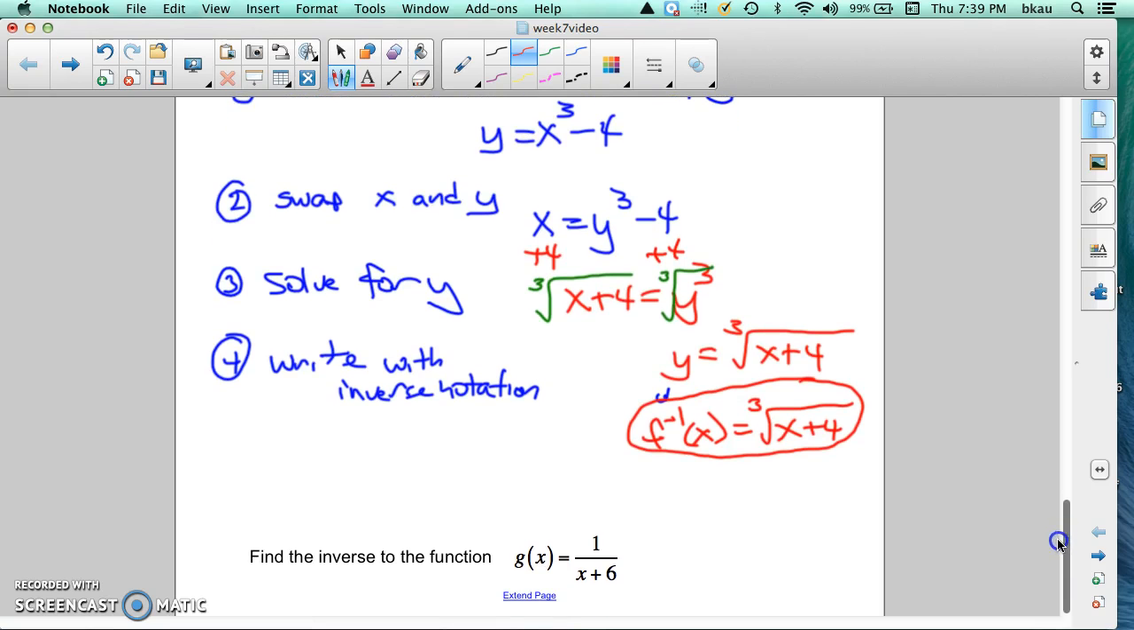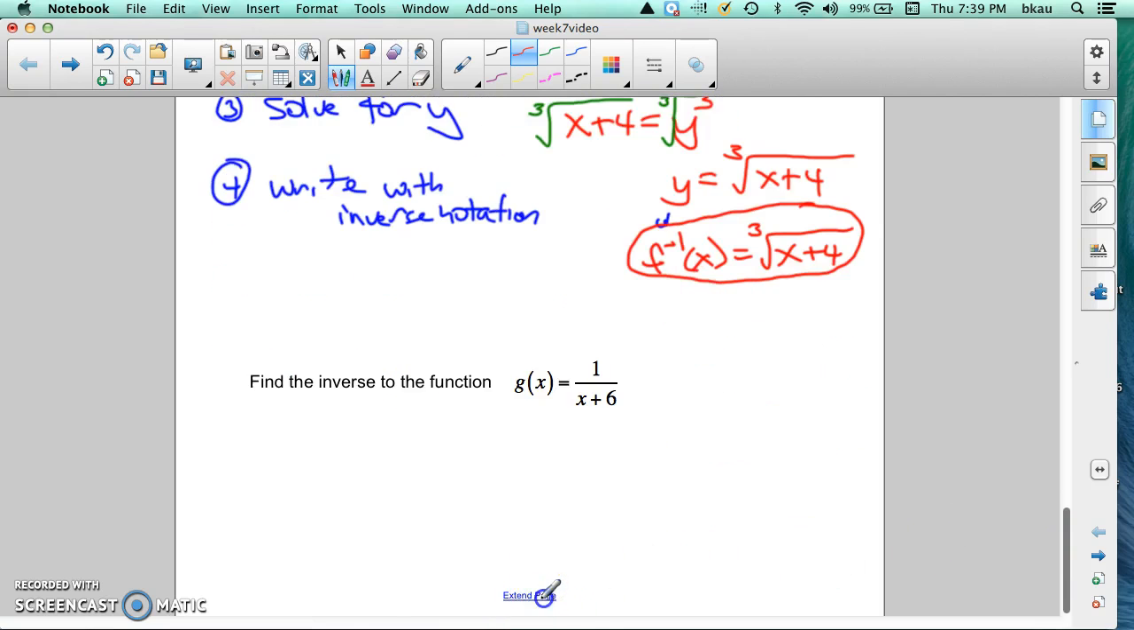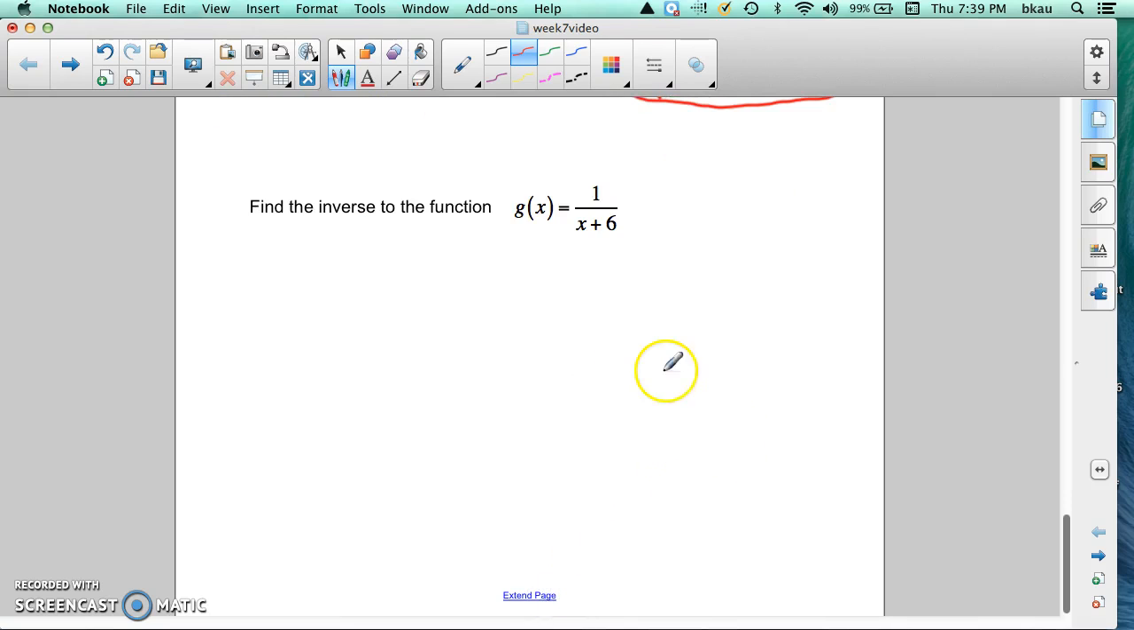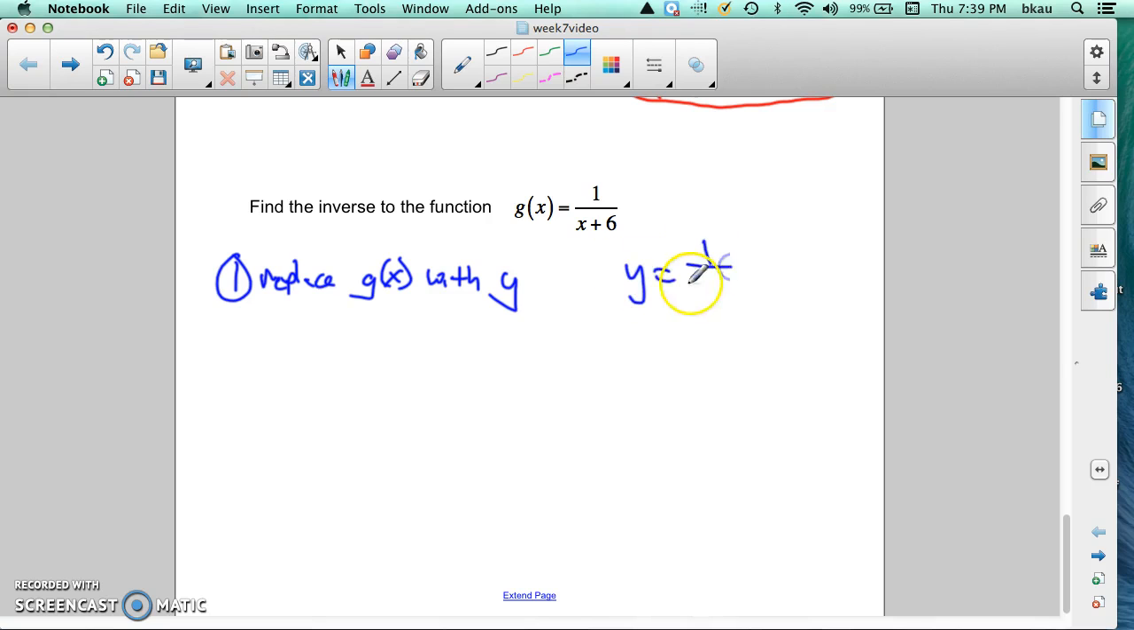All right, and here's my final example in this section. We're going to find the inverse of this function, g of x equals 1 over x plus 6. So we're going to follow the same 4 steps. Remember, the first step is to replace function notation, replace g of x with y. So it's going to be y equals 1 over x plus 6. That's my first step.